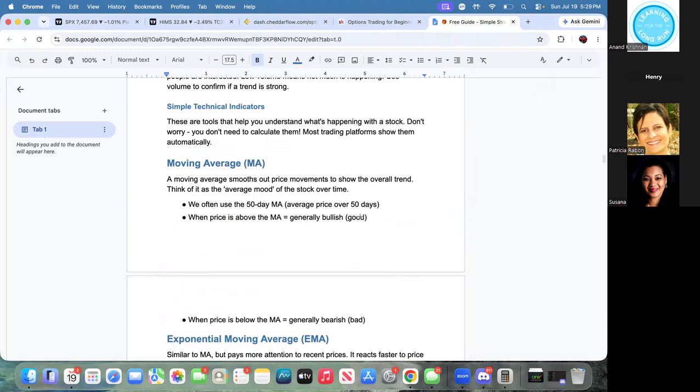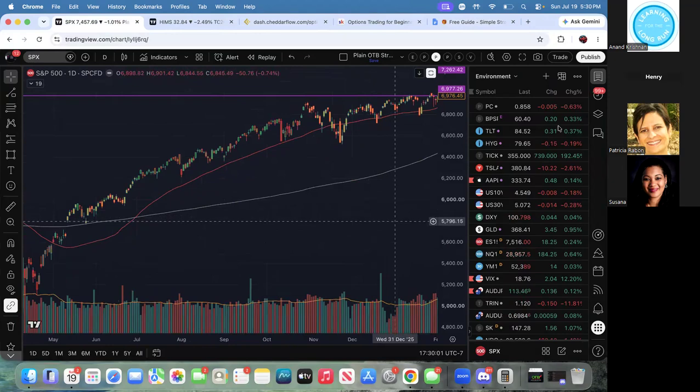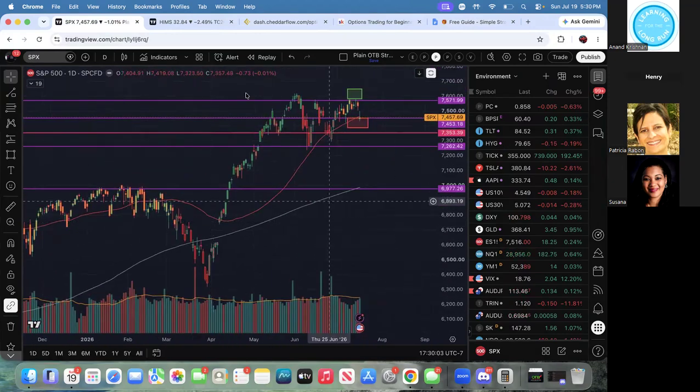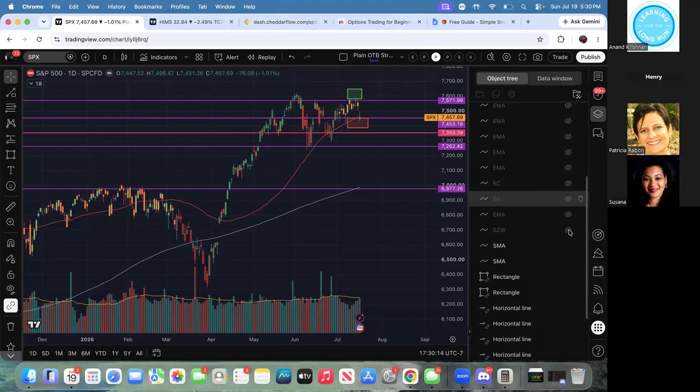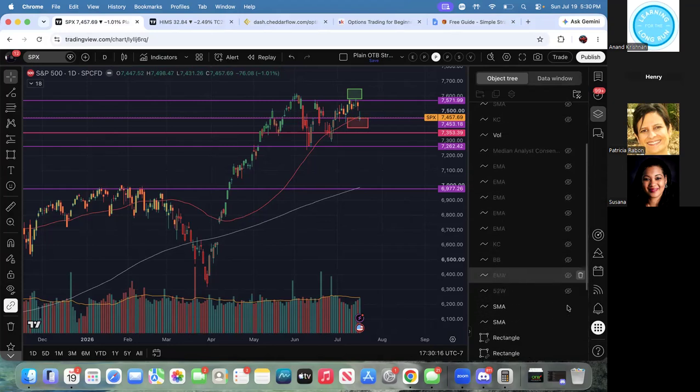Some simple technical indicators: your moving averages. I like to keep it simple, especially when I'm just flipping through charts. This one is the 50 EMA, and this other one is the 200. How to add them? Let me show you real quick. Let me remove them and re-add them for you guys. These are SMAs.